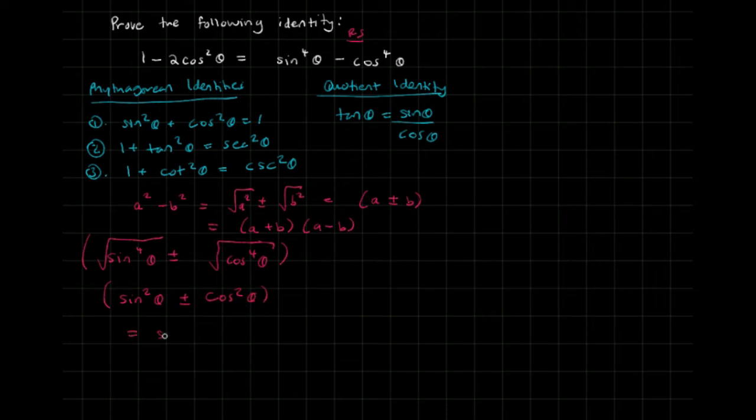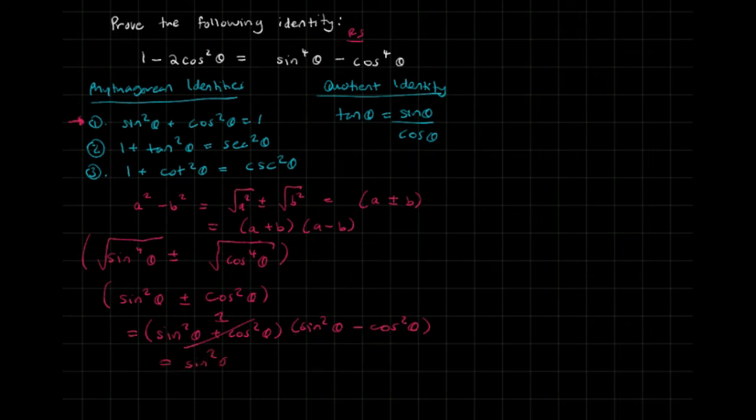So our two factors here are sine squared theta plus cos squared theta times sine squared theta minus cos squared theta. Make sense? So using this notion, we can also utilize the first Pythagorean identity. We can understand that sine squared theta plus cos squared theta is equal to 1. So all of this becomes 1. So 1 times sine squared theta minus cos squared theta is what we're left with.